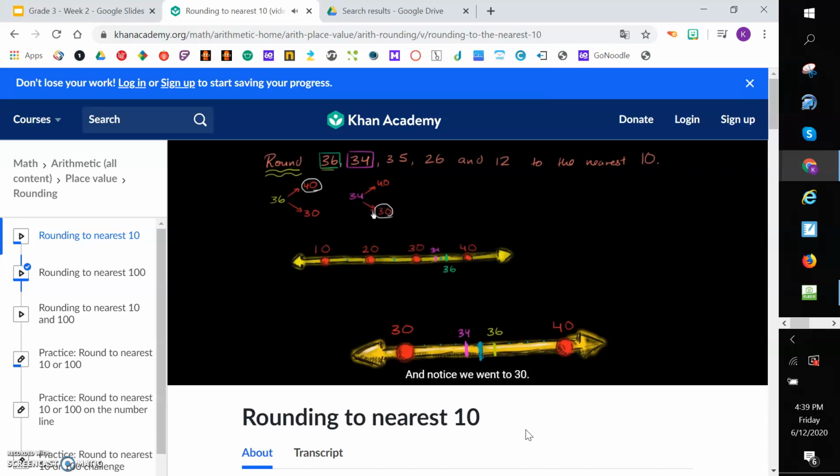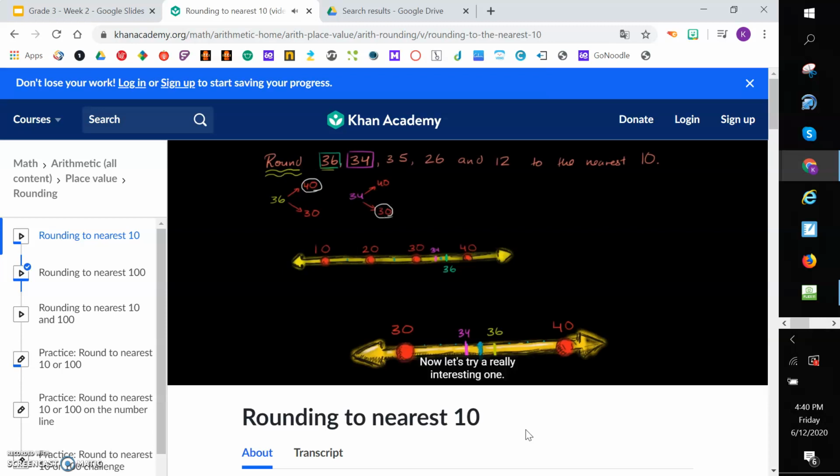And notice, we went to 30. You might say, hey, when we rounded up, the tens place increased from 3 to 4, from 30 to 40. Maybe when we round down, the tens place will decrease from 30 to 20. But no, 30 is the multiple of 10 below 34. So when you round down, you keep the tens place, but the ones place becomes a 0.